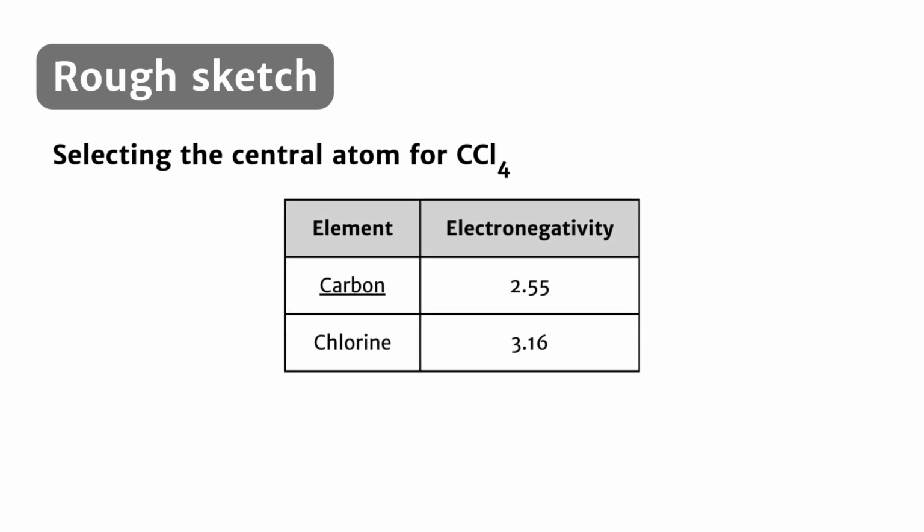When determining the central atom for CCl4, the element with the lower electronegativity should be placed at the center. The electronegativity values of carbon and chlorine are 2.55 and 3.16, respectively. Since carbon has the lower electronegativity, it is chosen as the central atom. Therefore, the rough sketch of CCl4 should have a carbon atom at the center, with the 4 chlorine atoms arranged around it.